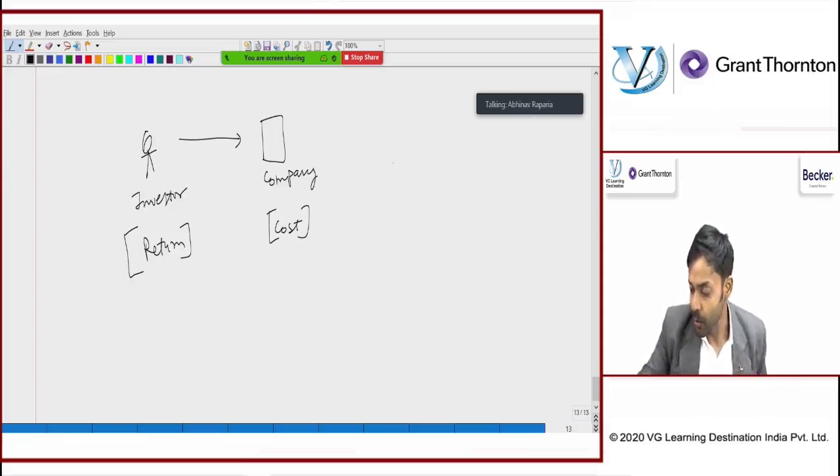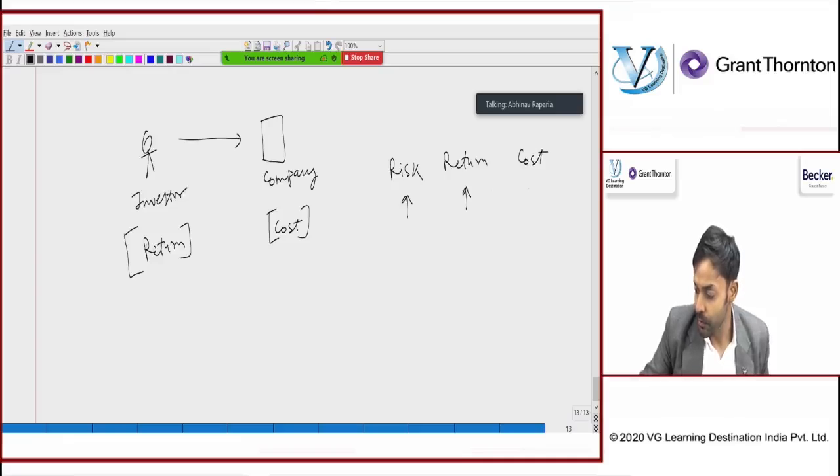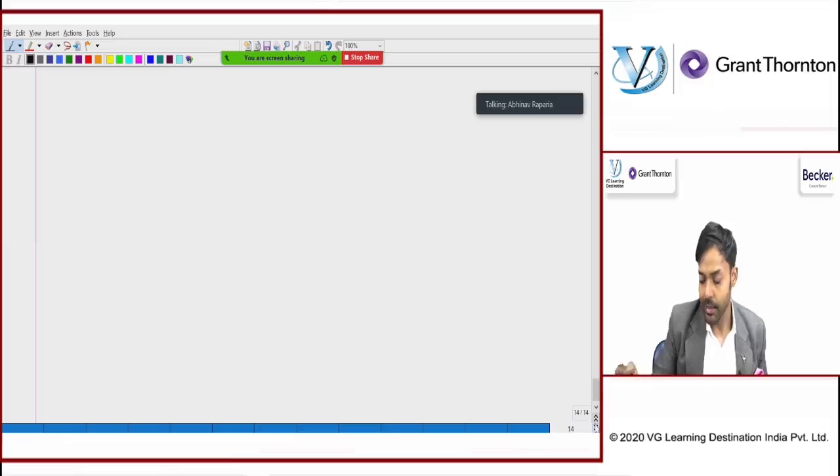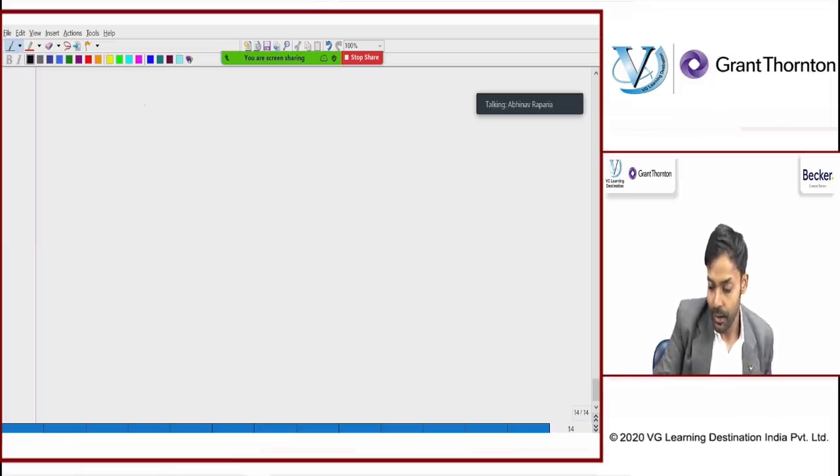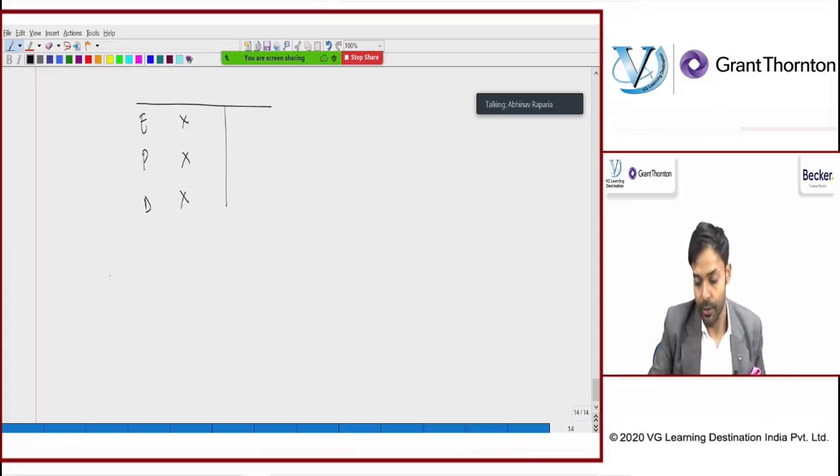So if you apply the same logic, if something is very risky and you're expecting a high return for that, that means the cost of that instrument is going to be high again, correct? Based on the same logic. Now let's understand the various categories: the cost for equity shareholders, for preference share capital, and for debt holders. Let's individually understand the cost for each one.